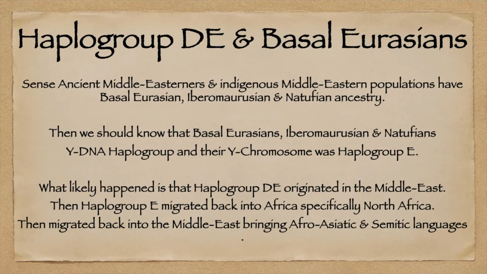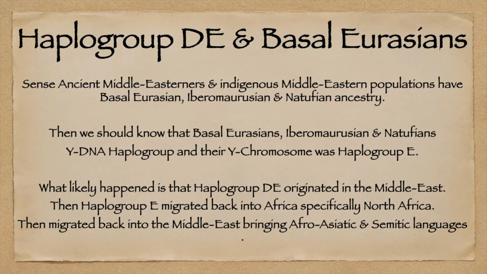So, since ancient Middle Easterners and indigenous Middle Eastern populations have Basal Eurasian, Ibero-Maurusian, and Natufian ancestry, then we should know that Basal Eurasians, Ibero-Maurusians, and Natufians shared a Y DNA haplogroup in their Y chromosome, which was haplogroup E.